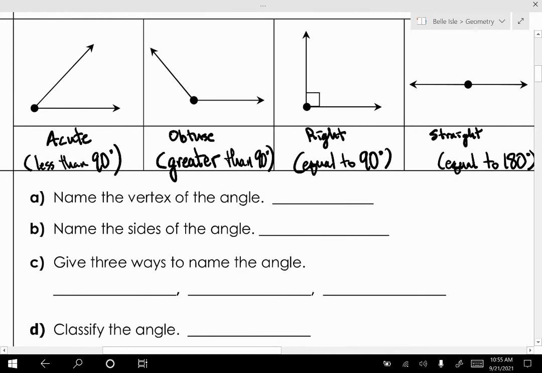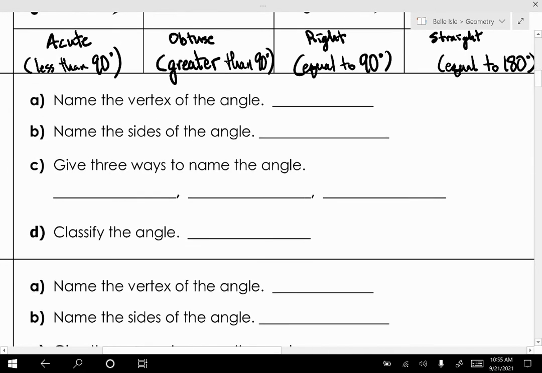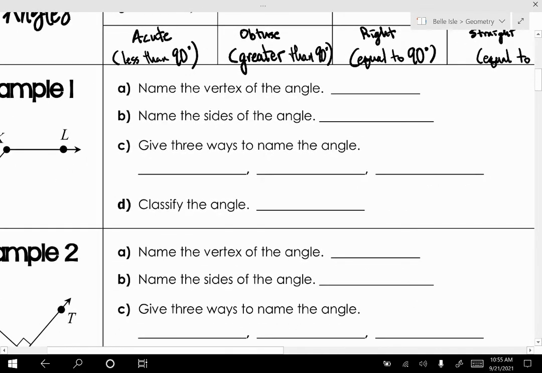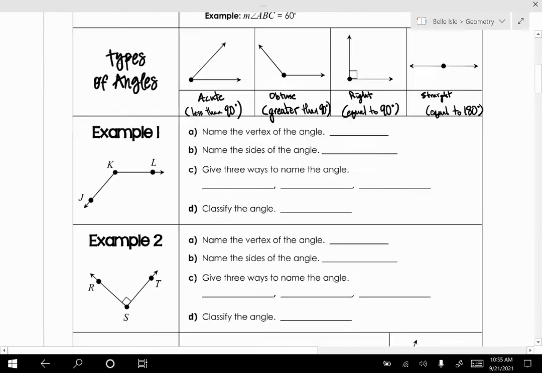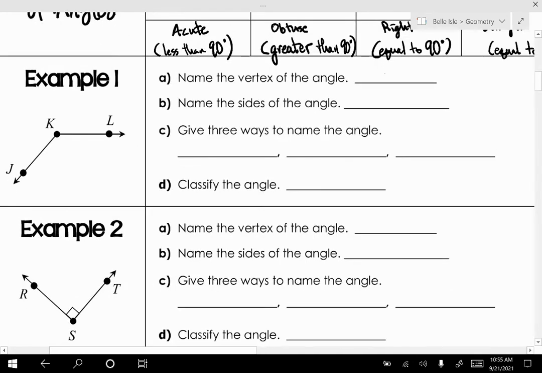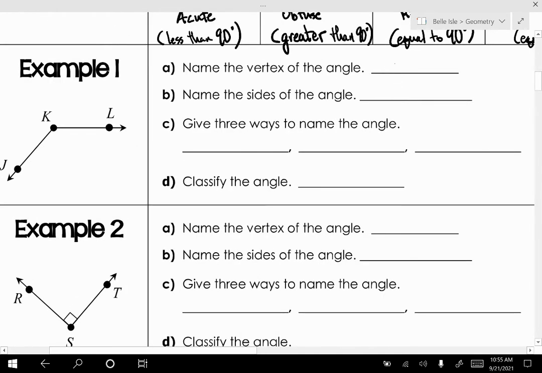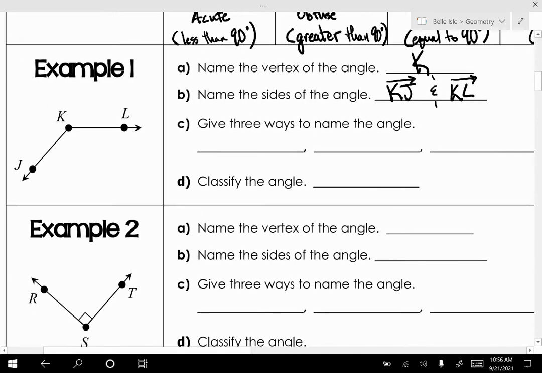Okay. Name the vertex of the angle in example 1. Oh, y'all are answering. I thought you were just saying okay. Okay, K. Name the sides of the angle. KJ and what? KJ and KL. JK. I like it.